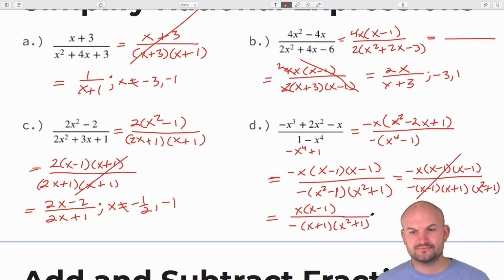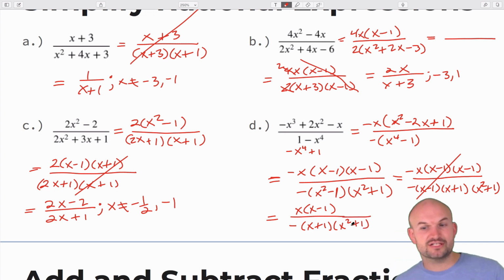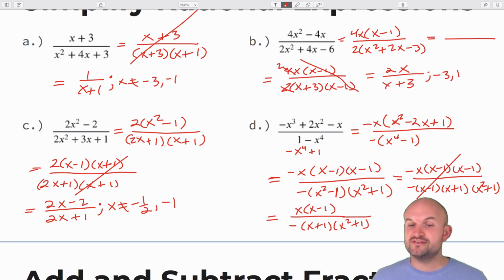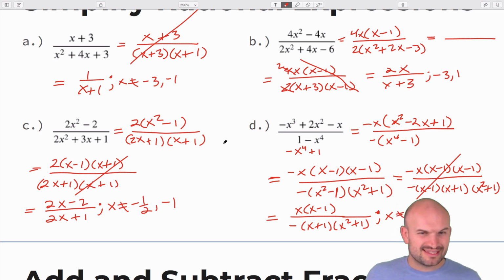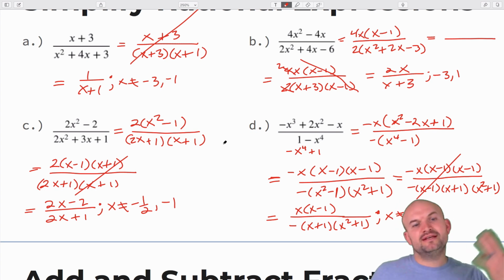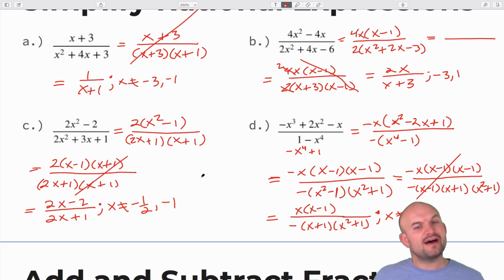plus 1. Now again, we don't need to consider the x squared plus 1 as a restricted value because again, if you were to set that equal to 0, you get negative 1 square root. That's going to be plus or minus i. So my restricted values here are only going to be from here, x cannot equal positive and negative 1. Okay? So there you go, ladies and gentlemen. That was just kind of the basics of simplifying, of having students factor and then divide out.